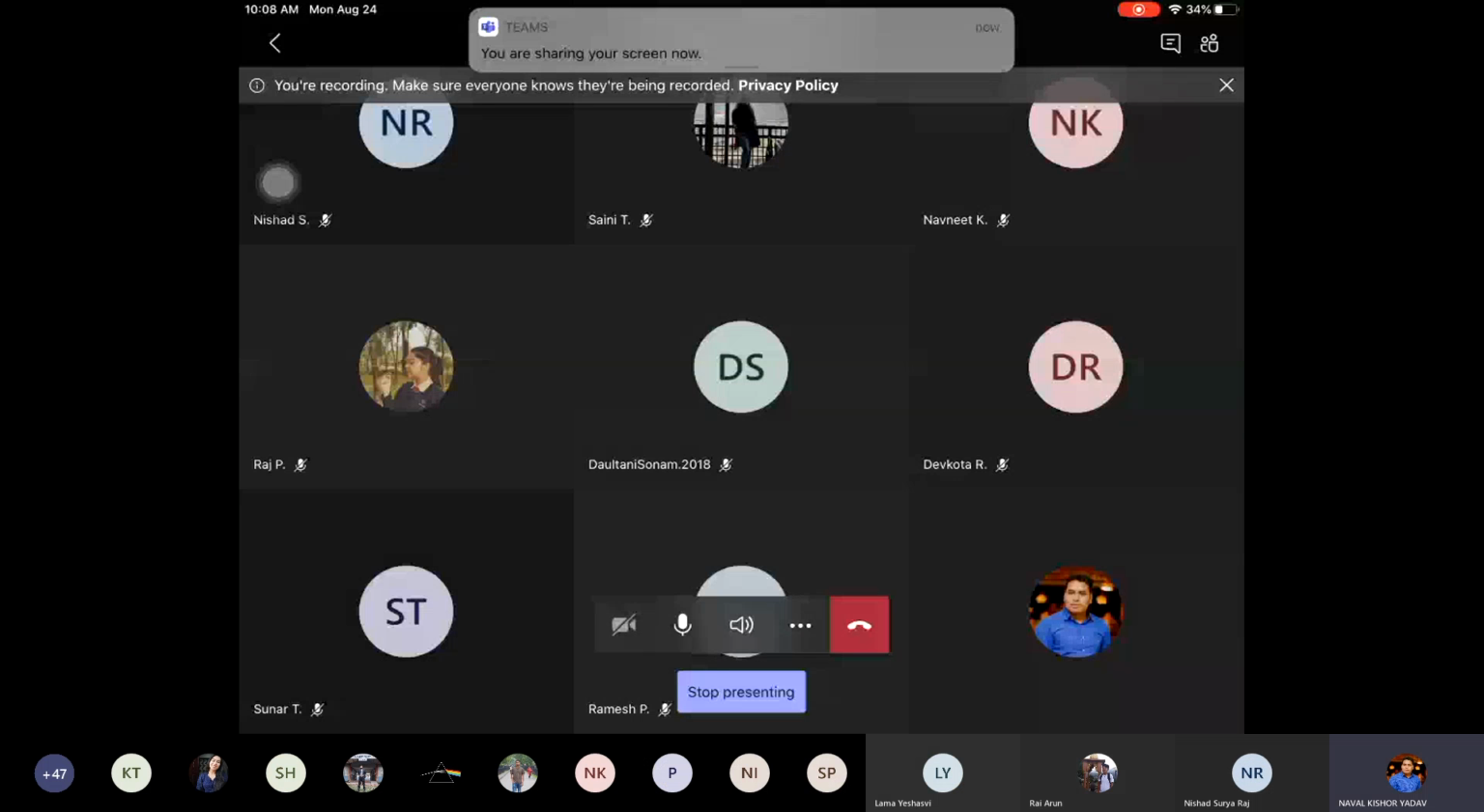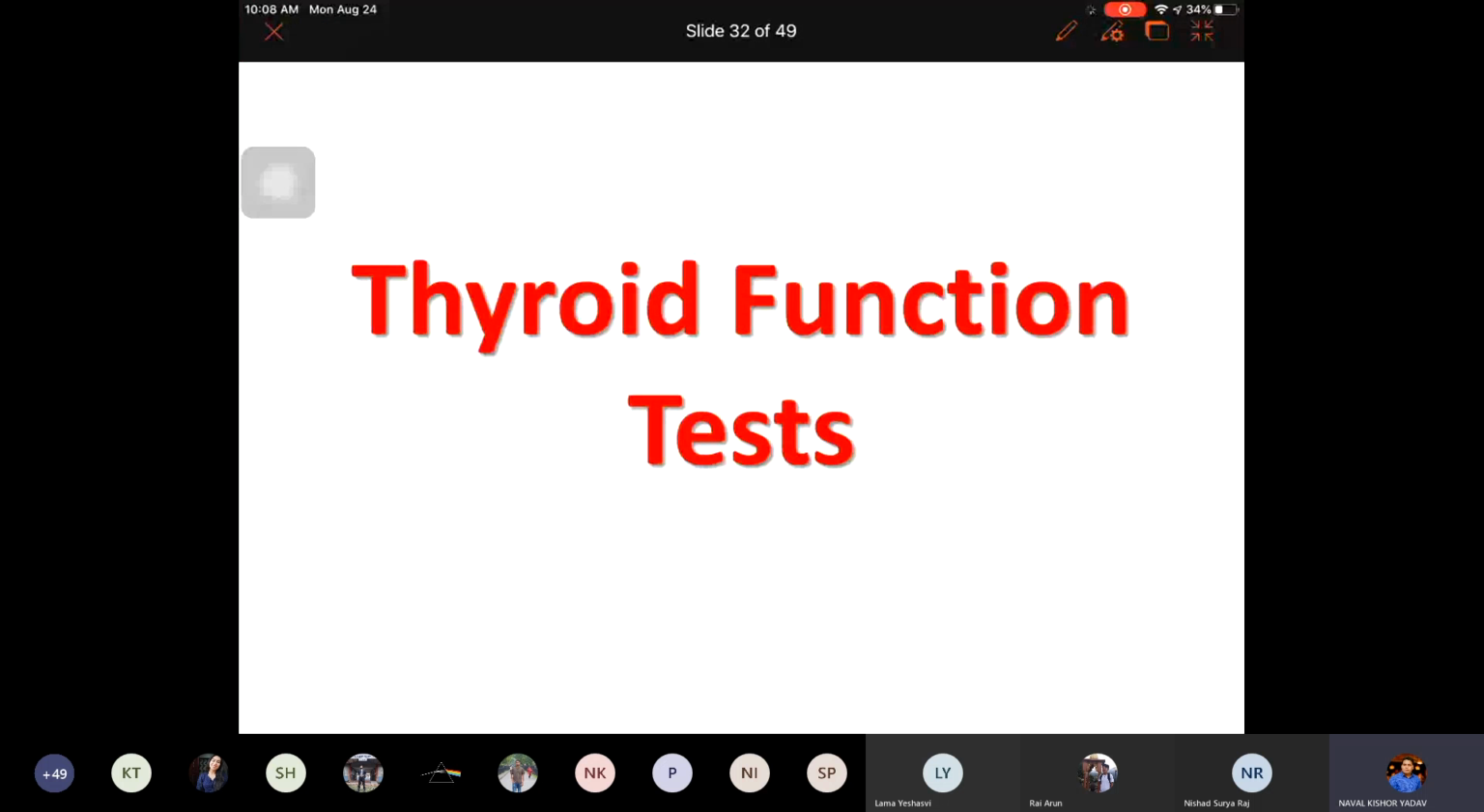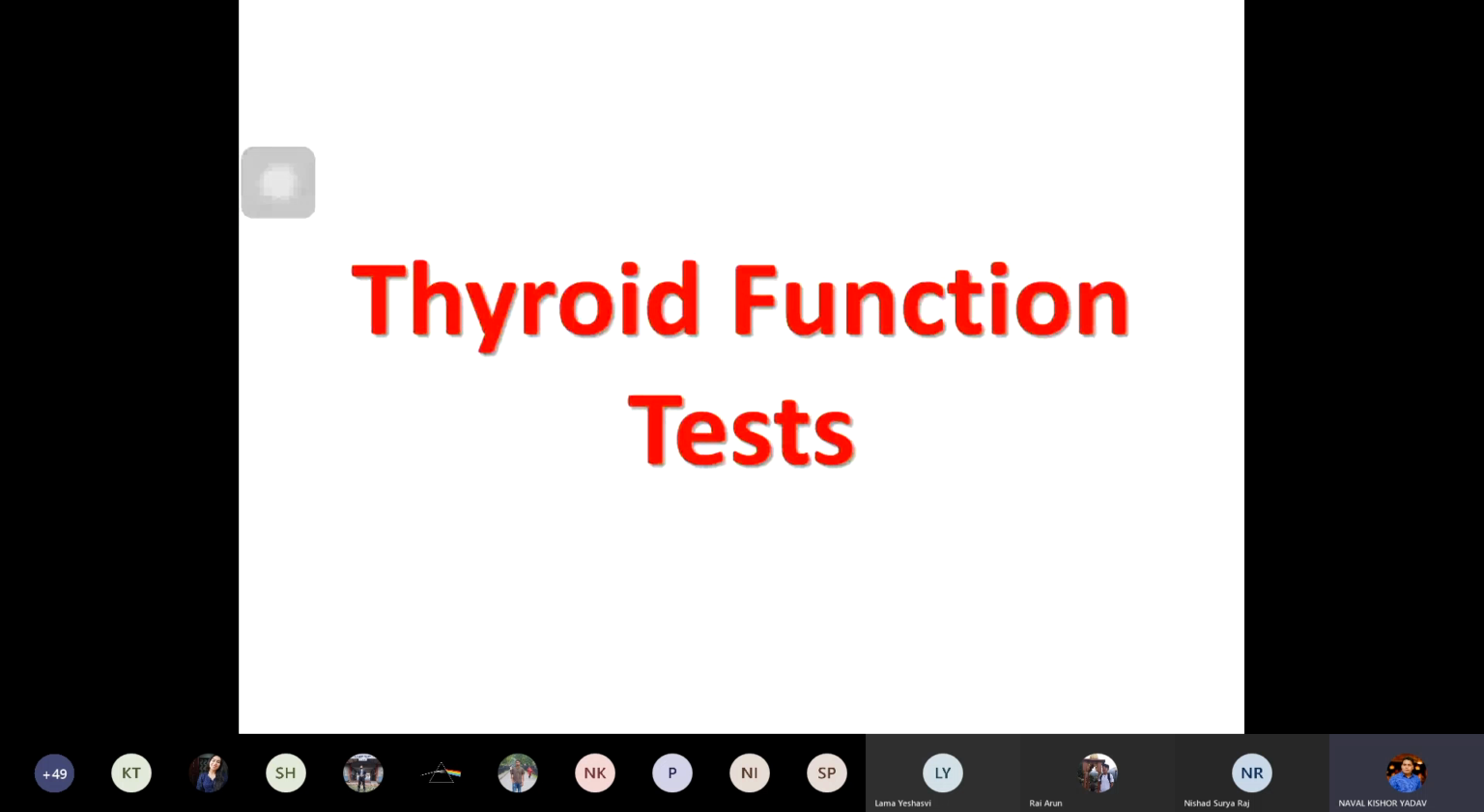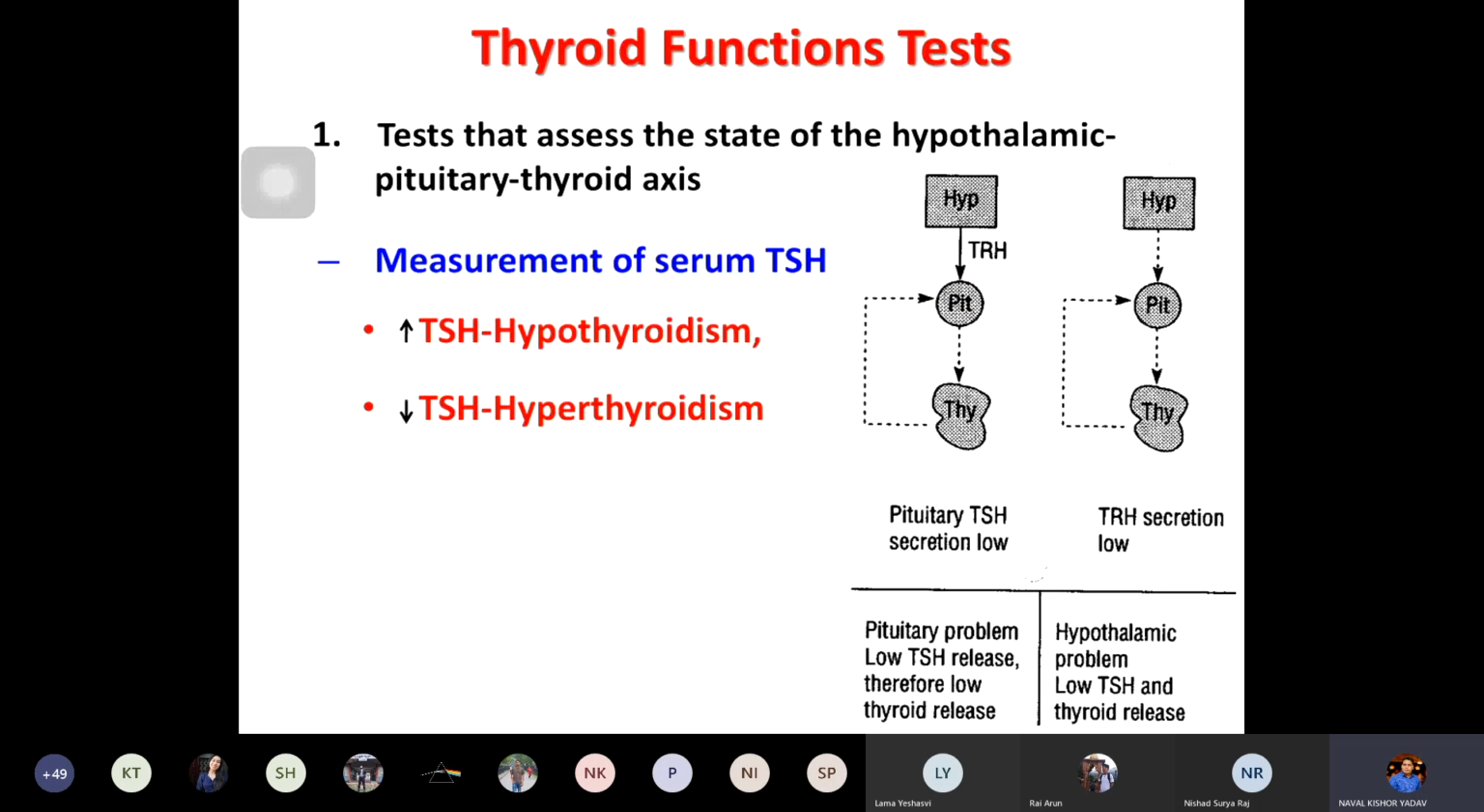So thyroid function tests, we will discuss as you have discussed yesterday. Today again we'll discuss. There are different tests performed to know the function of the thyroid gland, and that is listed as thyroid function tests. So you can see here there are different tests to measure the level of TSH, T3 and T4, and many more to know the function of the thyroid glands. Okay, so first you can see here the tests that assess the status of the hypothalamic pituitary thyroid axis.